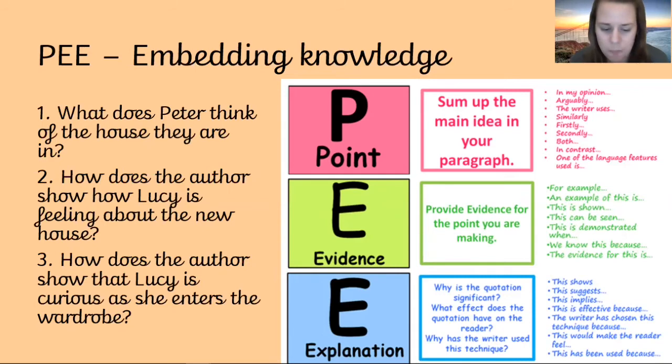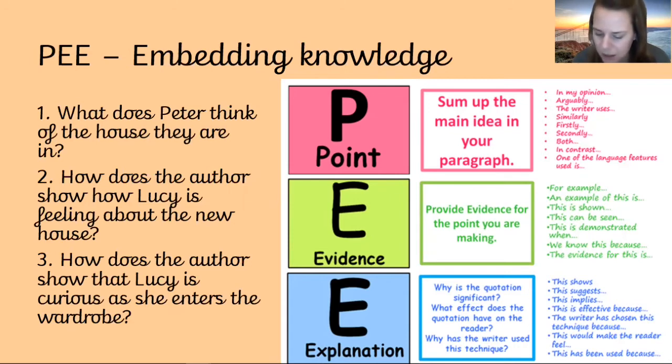So actually, just from that piece of text, it tells us that Peter thinks they've had a bit of luck. Peter thinks that the house they are going to be living in is splendid. They're going to have a fantastic time there, and it's full of adventure. So that is my point: Peter thinks the house they are living in is going to give them lots of adventure. My evidence for that is that he says, "We've fallen on our feet and no mistake."